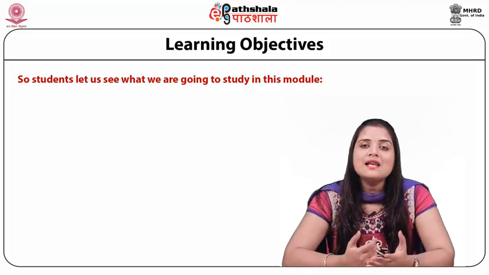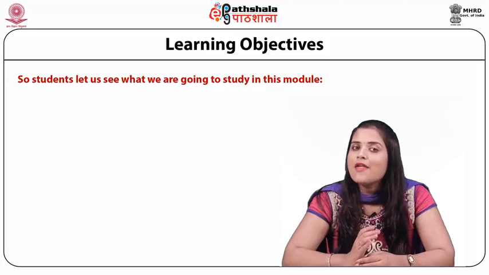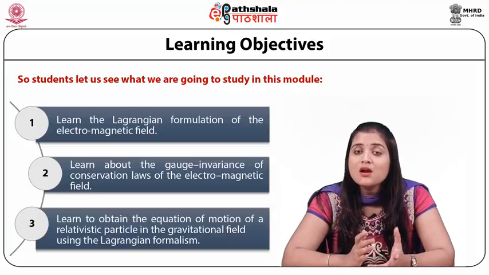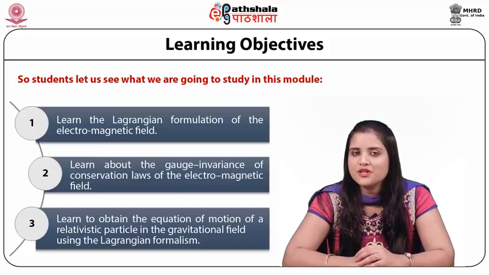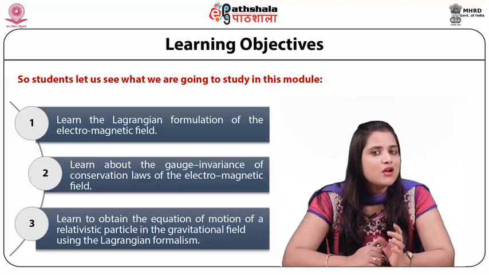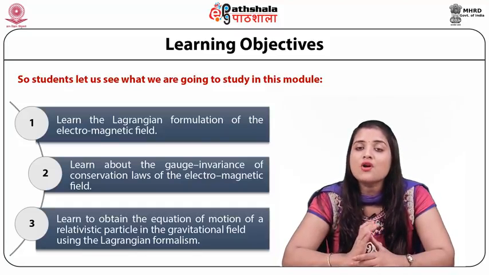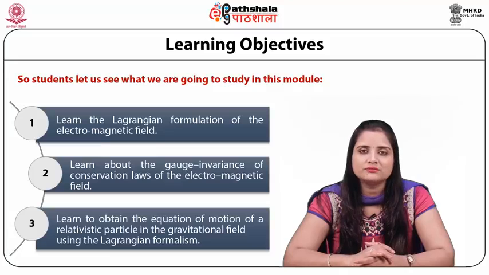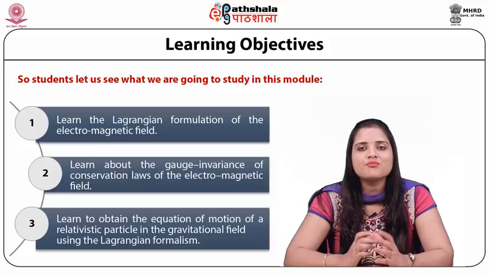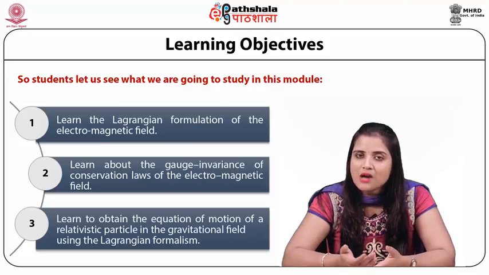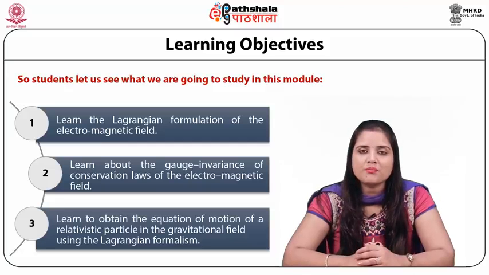So students, let us see what we are going to learn in this module. In this module, we will learn the Lagrangian formulation of the electromagnetic field. Secondly, we will learn about the gauge invariance of conservation laws of the electromagnetic field. We will learn to obtain the equations of motion of a relativistic particle in the gravitational field using the Lagrangian formalism.